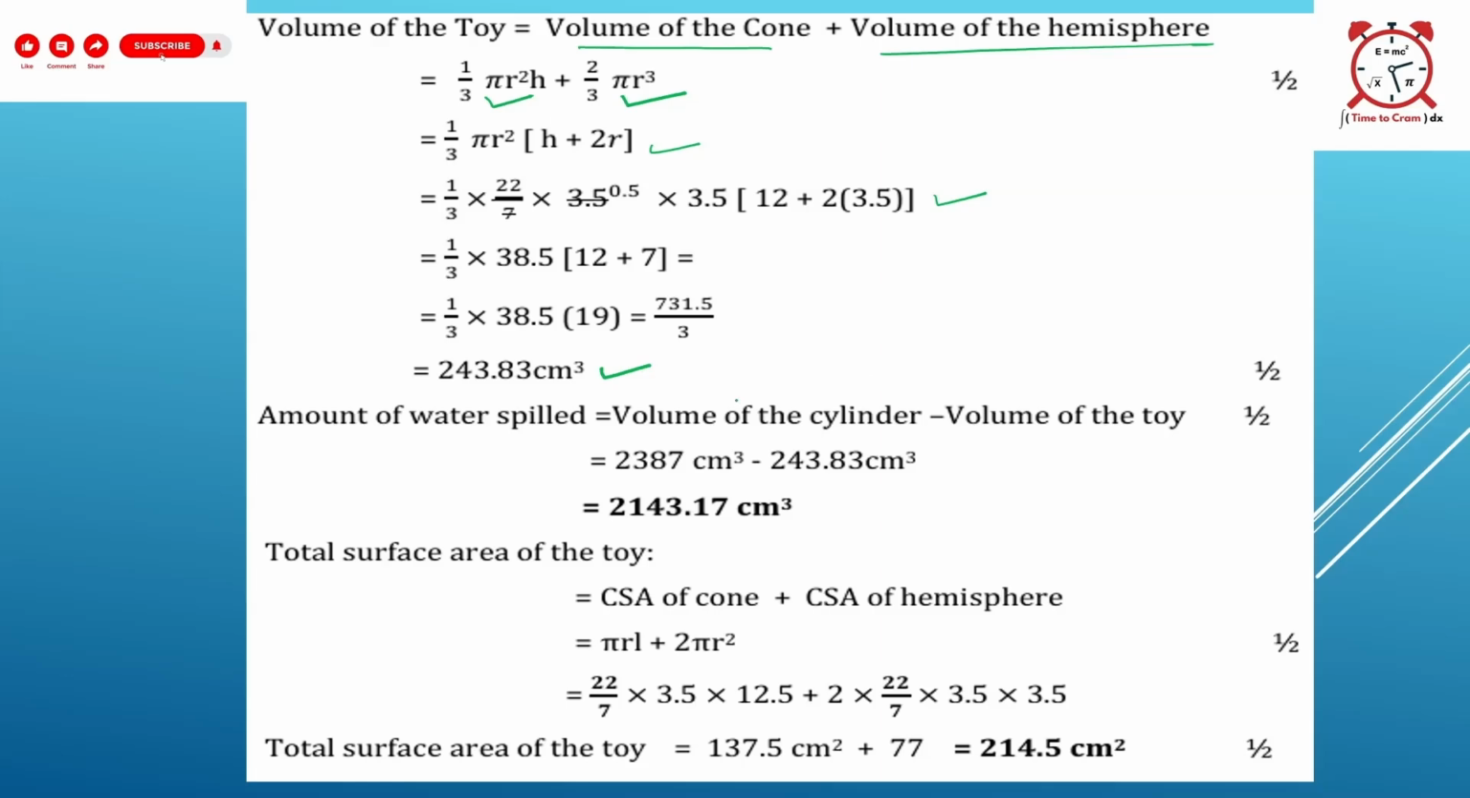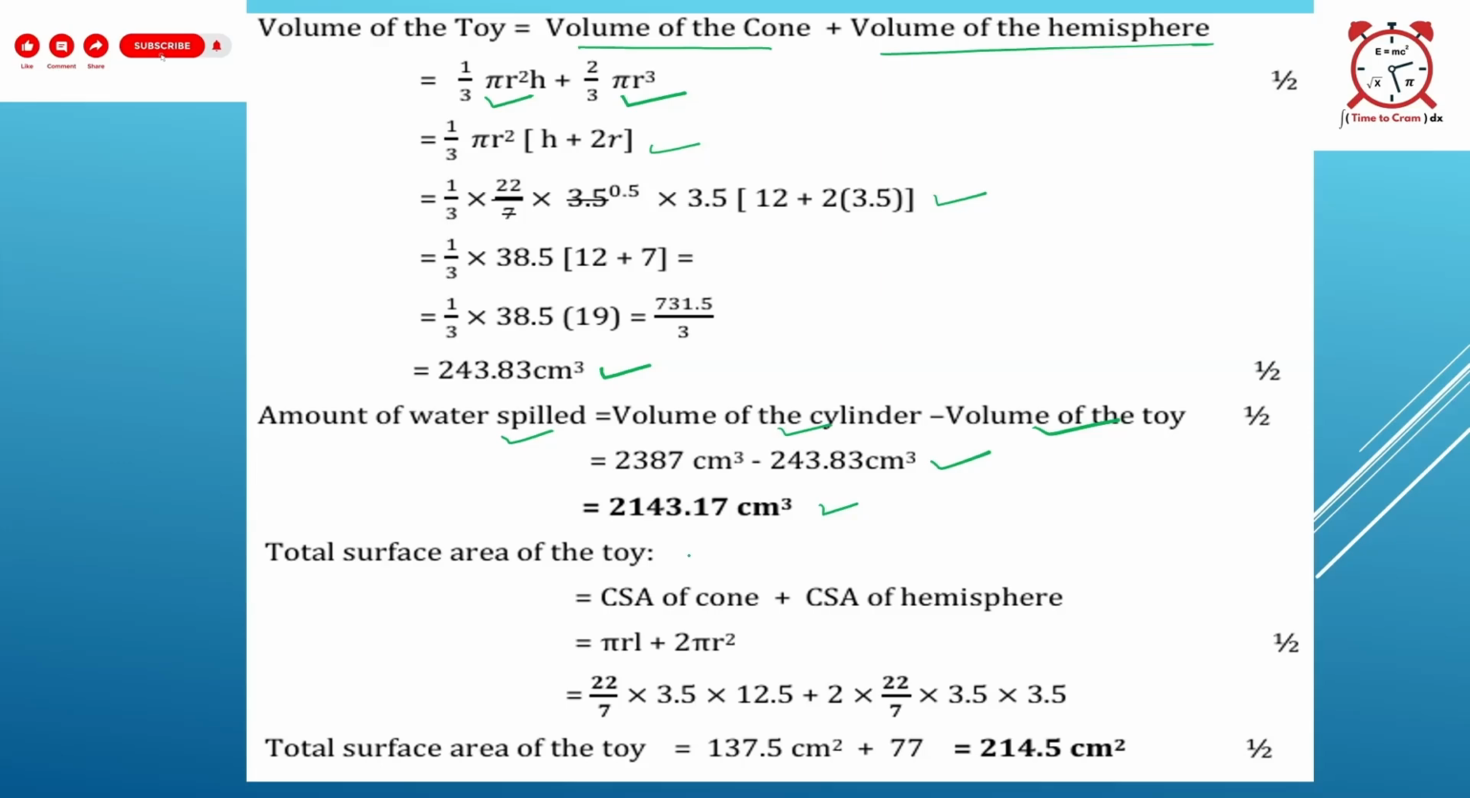Now after immersing this toy in the cylinder, some water flows out from the cylinder. So how much water is left in the cylinder, that we have to calculate. So the amount of water spilled, spilled means flows out, equals volume of the cylinder minus volume of the toy. Both the volumes we had calculated already. So after their subtraction we will have the volume of the water as 2143.17 centimeter cube. Now this is the one required answer.